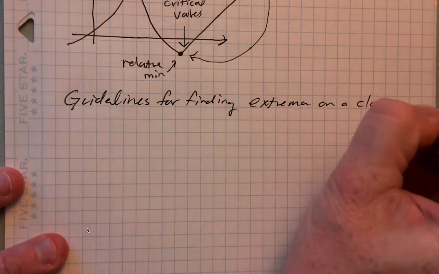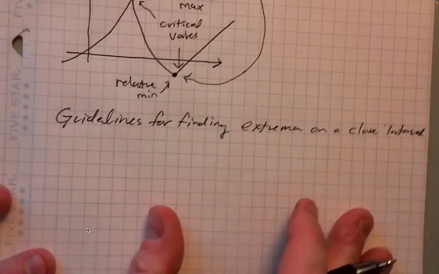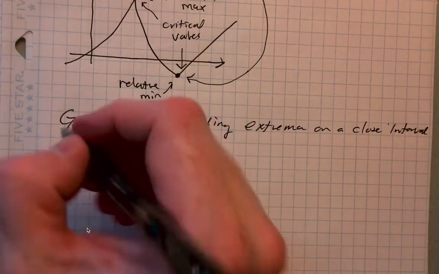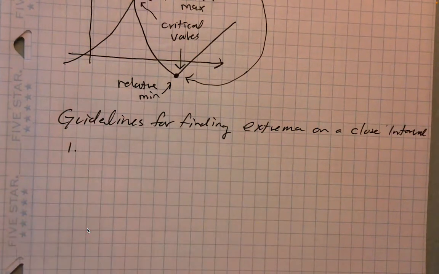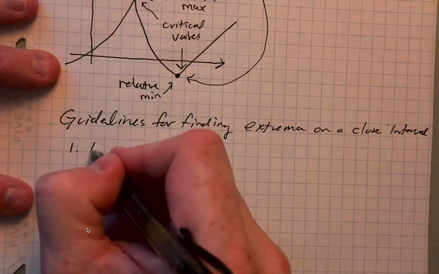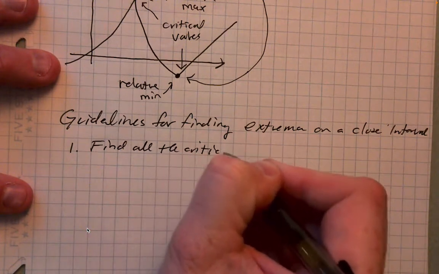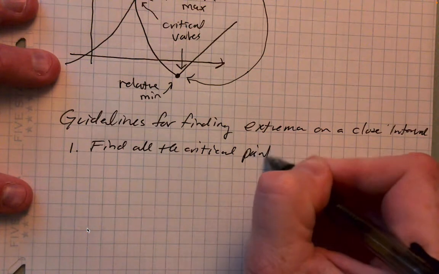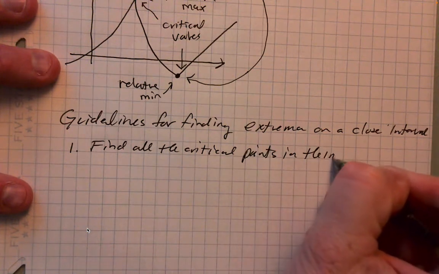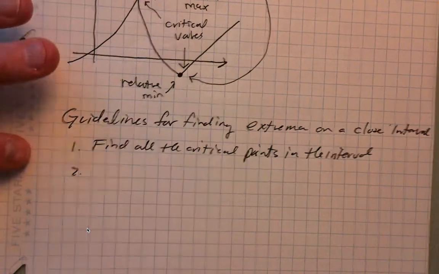On a closed interval. Okay, so step one. For step one, the first thing you're going to want to do is, you've got an interval, find the critical numbers, or find all of the critical points in the interval. Okay, so find all the critical points in the interval, right?